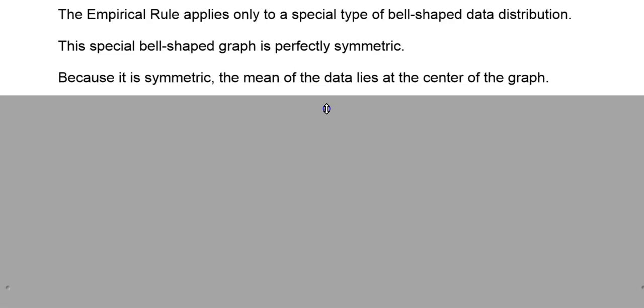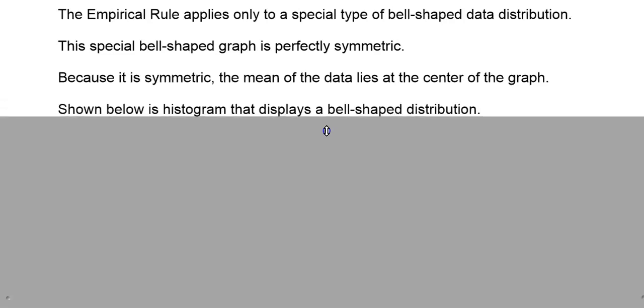Now the first thing I want you to understand about the empirical rule is it applies only to a special type of bell-shaped data distribution. So if you have a data distribution that's skewed to the left or skewed to the right, or is any shape other than a bell shape, the empirical rule does not work for those types of data distributions. Now this special bell-shaped graph is perfectly symmetric. And because it is symmetric, the mean of the data lies at the center of the graph.